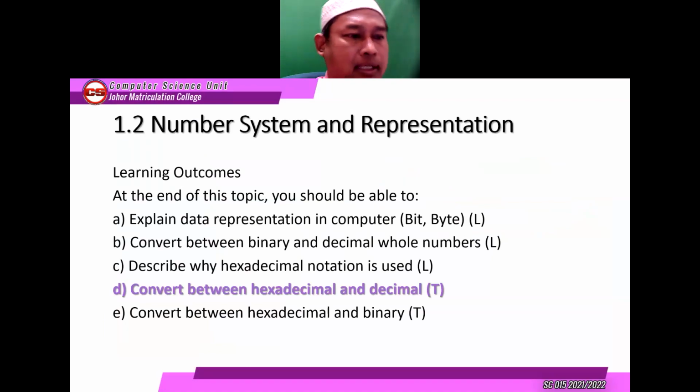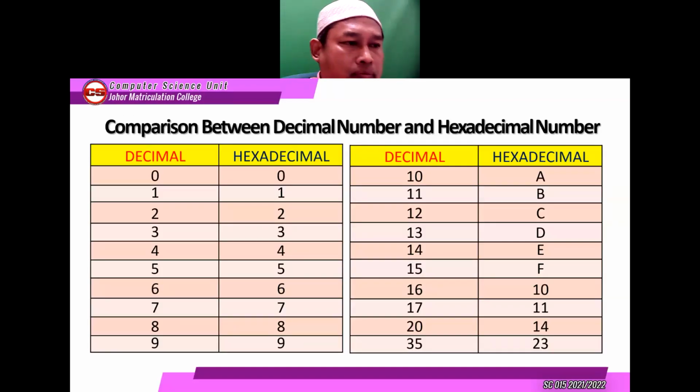Okay, next, convert between hexadecimal number to decimal. Hexadecimal number to decimal, ini minggu lepas saya telah ajar. This is, for example, hexadecimal numbers to decimal. Comparison between decimal number and hexadecimal numbers.